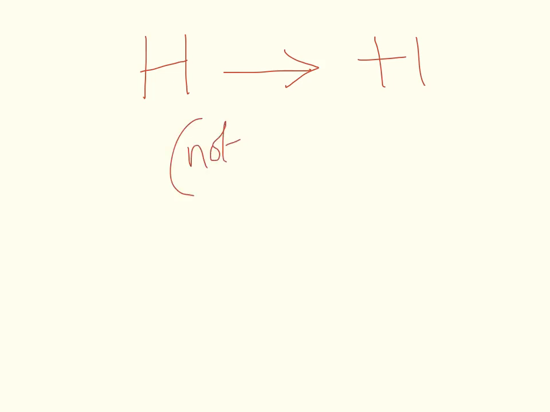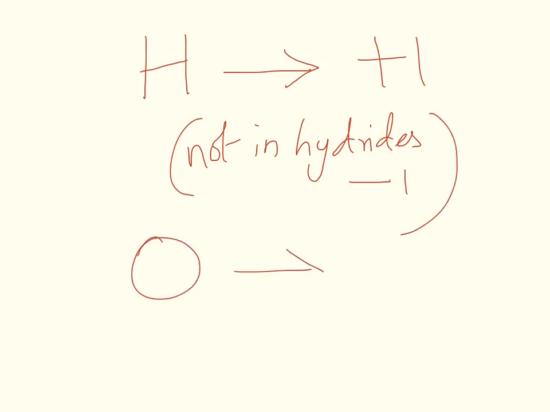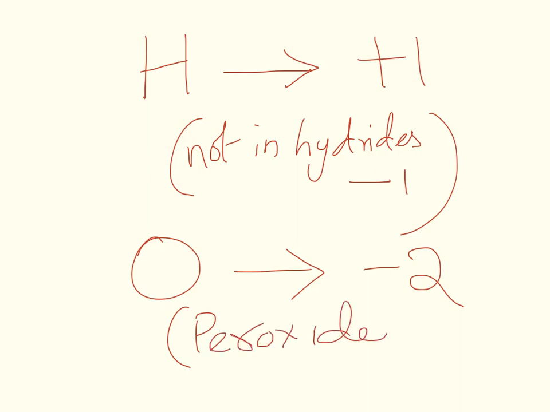Couple of things you have to remember. Hydrogen has always an oxidation number of +1, except in hydrides. In hydrides, it will have an oxidation number of -1. Oxygen always has an oxidation number of -2, except in peroxides. In peroxides, oxygen has an oxidation number of -1.